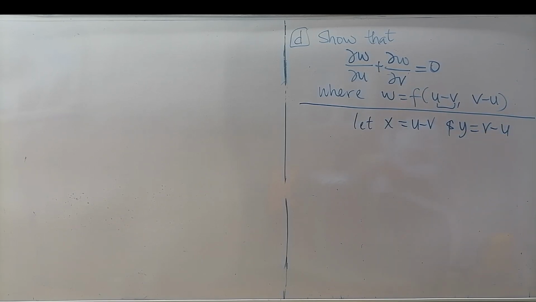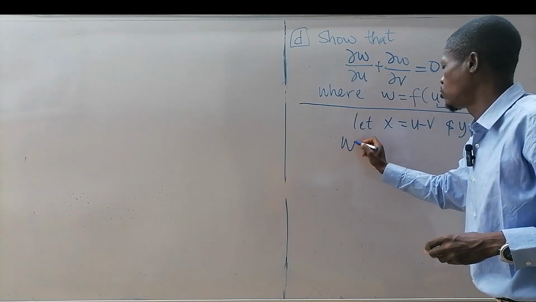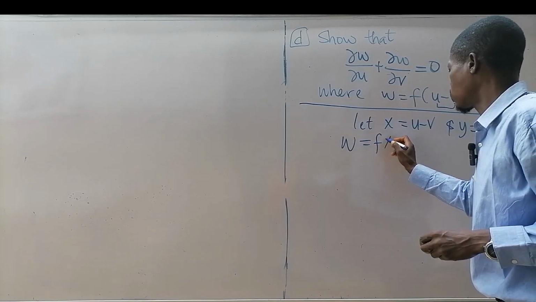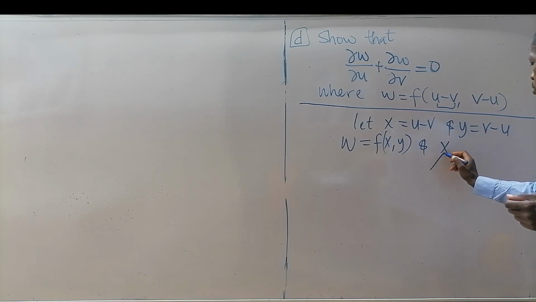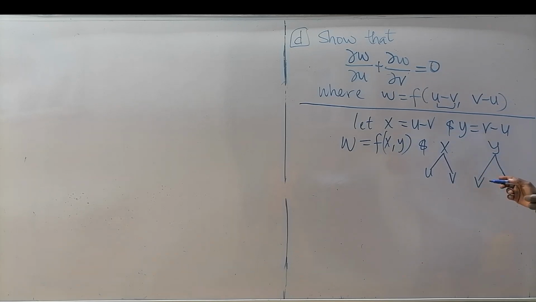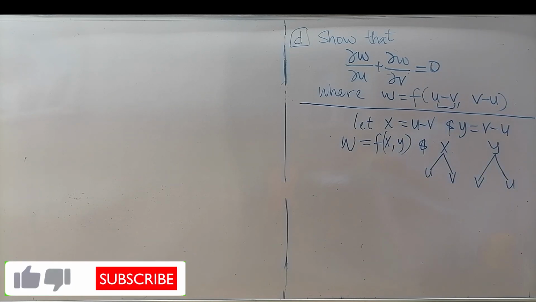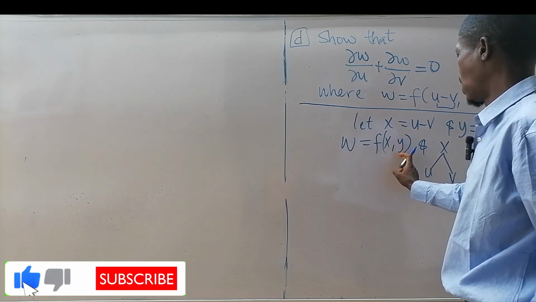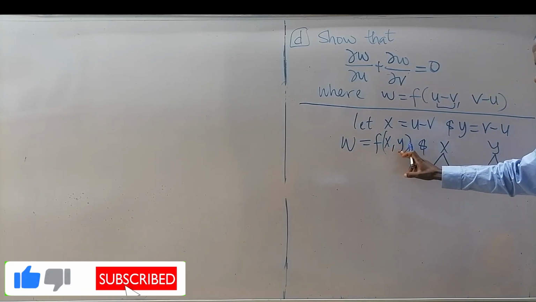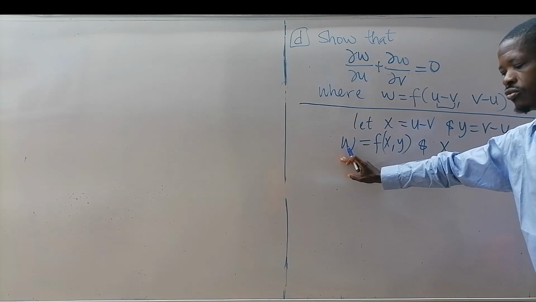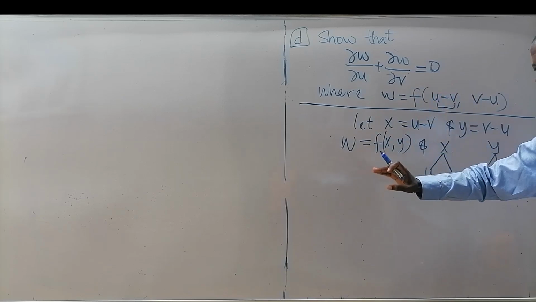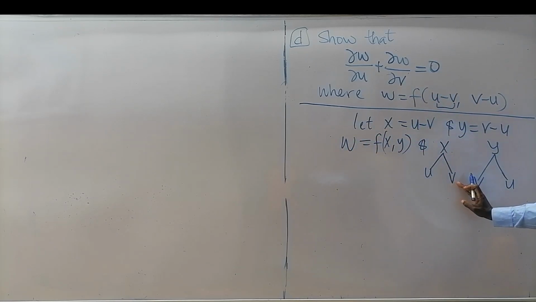Let's do that. So in that case, we now have W as a function of x, y. And your x is a function of U, V, and y is also a function of U, V. What we are going to do now is treat W as a function of x and y, and each of these is also a function of U and V. That means we can get del W del U and del W del V.